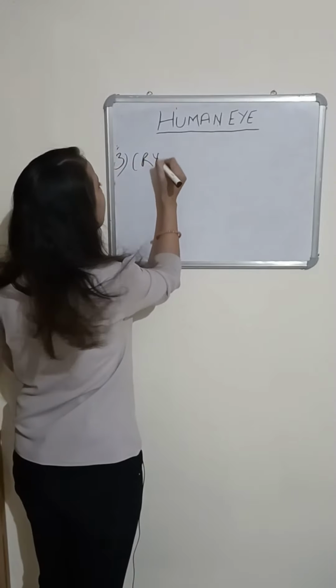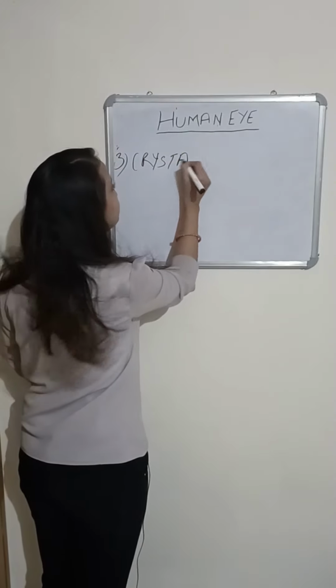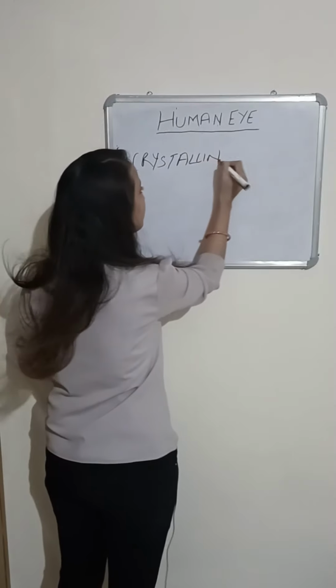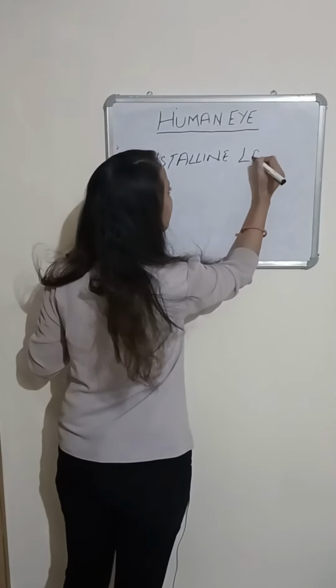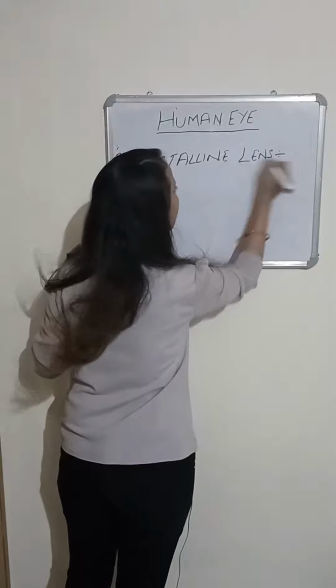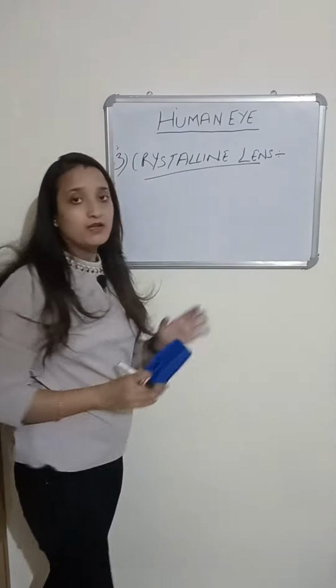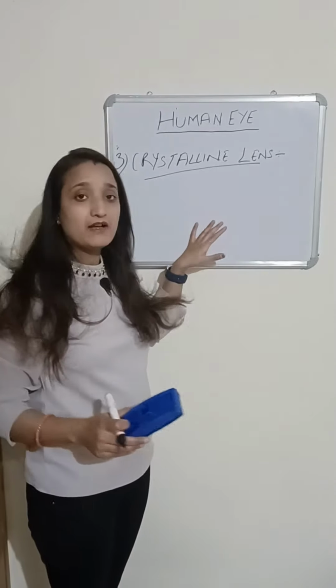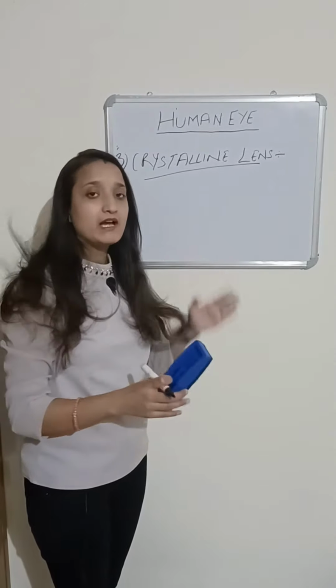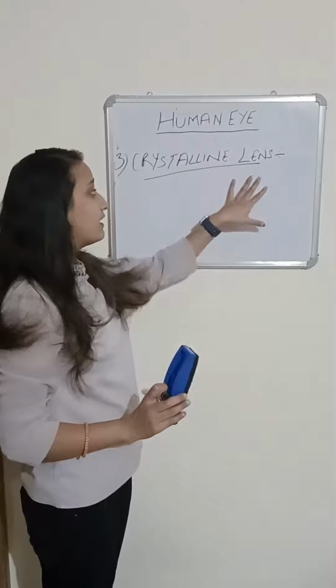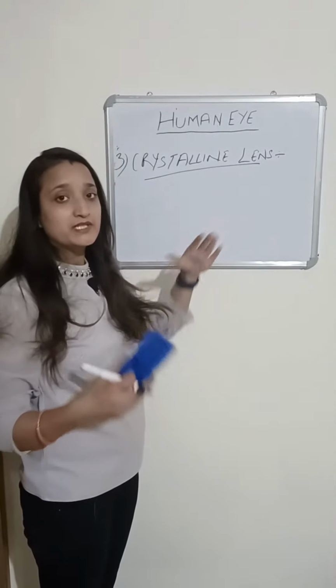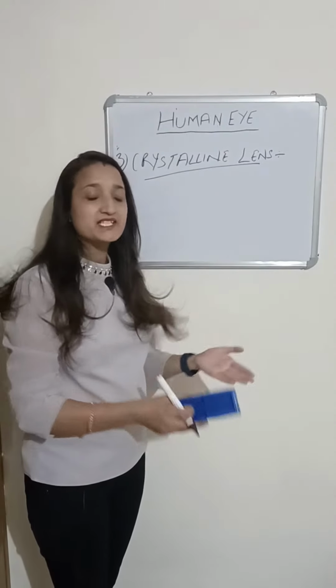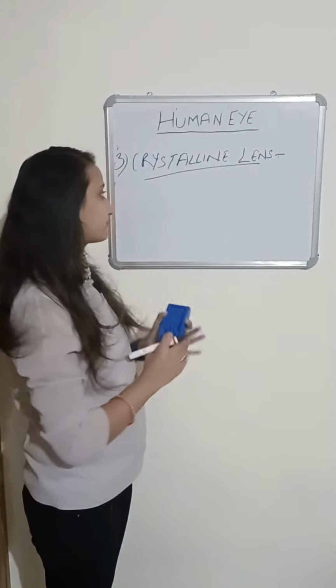Now, crystalline lens. What is its function? Lens focuses on the nearer and far objects. It helps us to see the nearer objects and far objects.